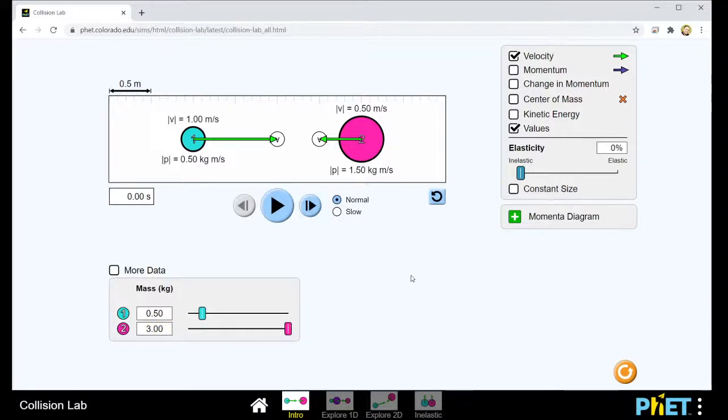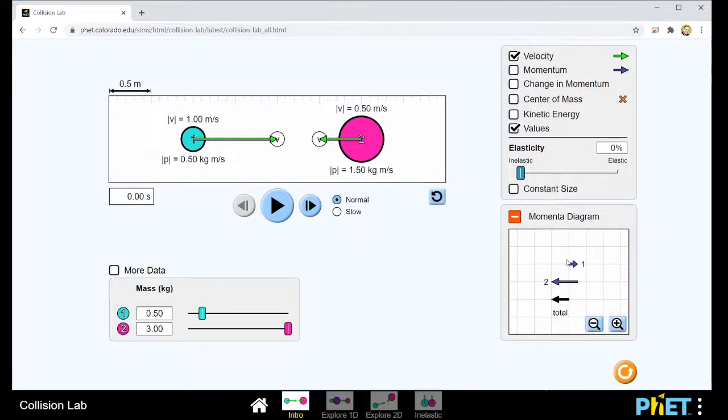So what about now? Now I have a mass 1 that has a mass of half a kilogram moving to the right at 1 meter per second. So 0.5 times 1 is 0.5 kilograms meters per second. So mass 1 has 0.5 kilograms meters per second of momentum. Mass 2 is moving to the left at half a meter per second, and its mass is 3 kilograms. So 3 times 0.5 is 1.5 kilograms meters per second. So if we call left negative and right positive, the total momentum of the system here is positive 0.5 plus negative 1.5.